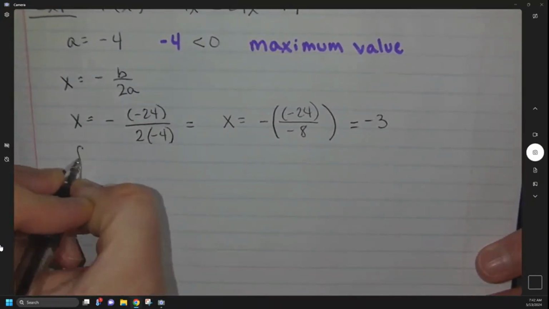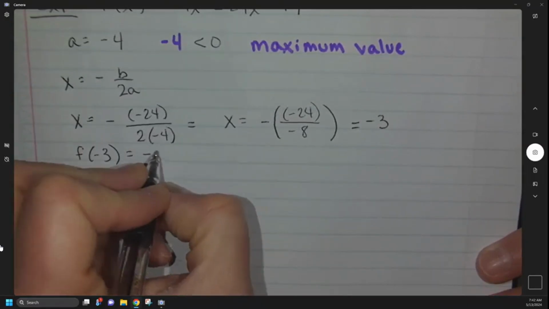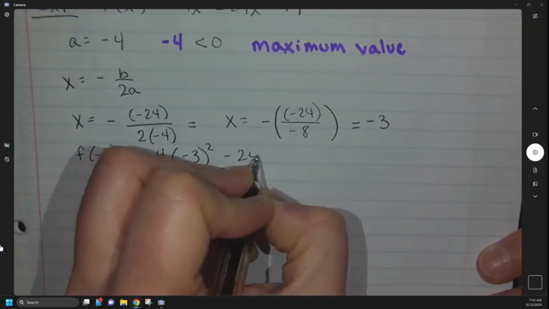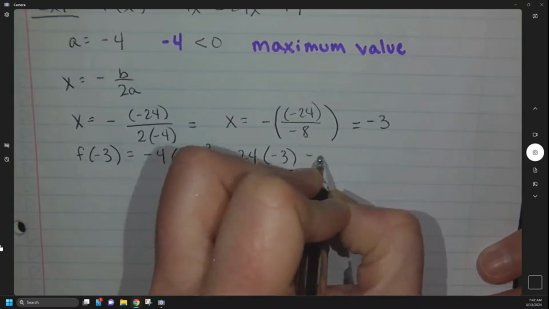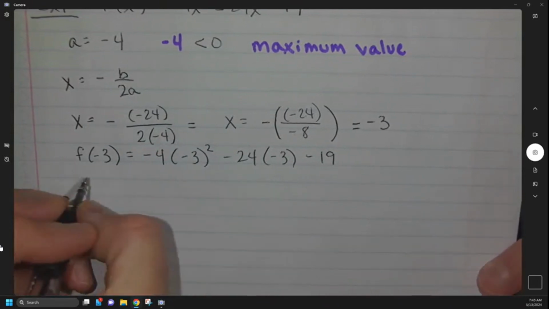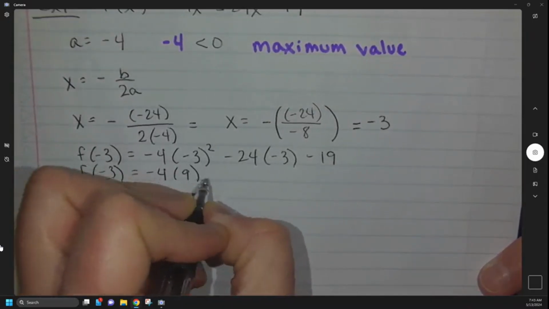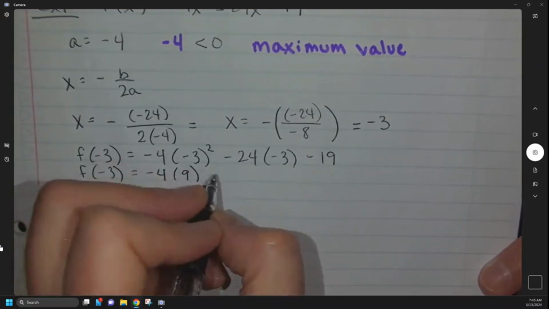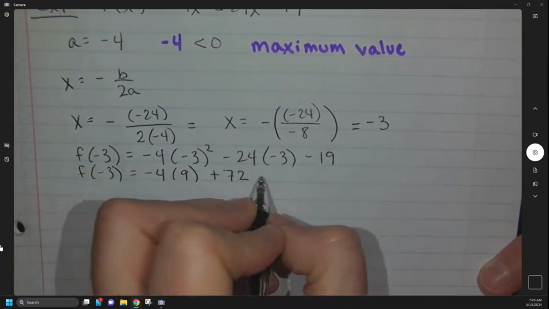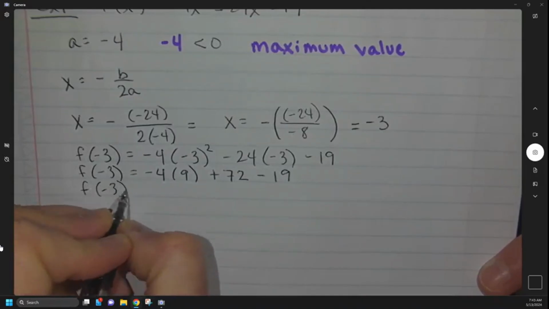So we have f of x. Actually, we'll do f of negative 3. We don't have to rewrite the whole thing yet. So negative 4 times negative 3 squared minus 24 times negative 3 minus 19. All right, so negative 3 squared is positive 9. Negative 24 times negative 3 is positive 72. Minus that 19. Negative 4 times 9 is negative 36.